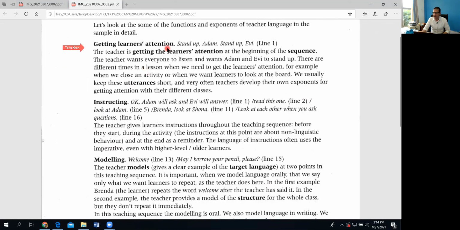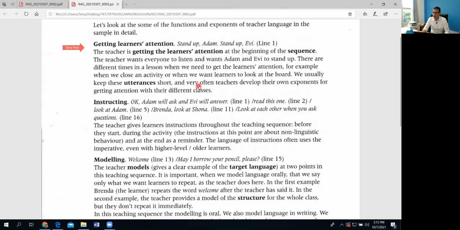Getting learners' attention. Stand up, Adam, stand up, Eve, line 1. The teacher is getting learners' attention at the beginning of a sequence. The teacher wants everyone to listen and wants Adam and Eve to stand up. There are different times in a lesson when we need to get the learner's attention. For example, when we close an activity or when we want learners to look at the board, we usually keep these utterances short. And very often teachers develop their own exponents for getting attention with their different classes.